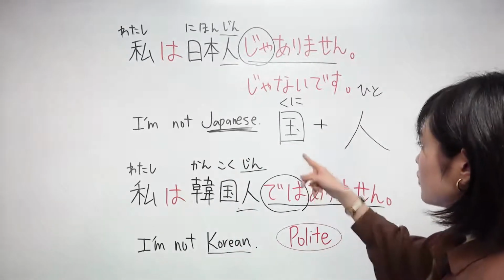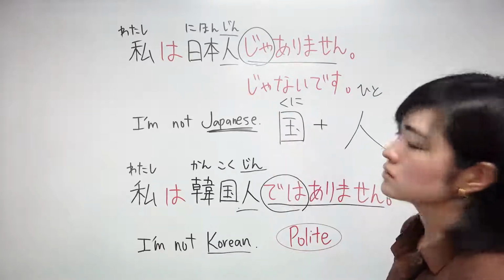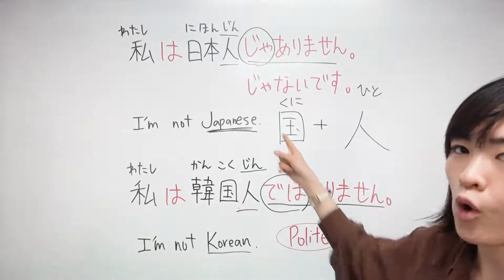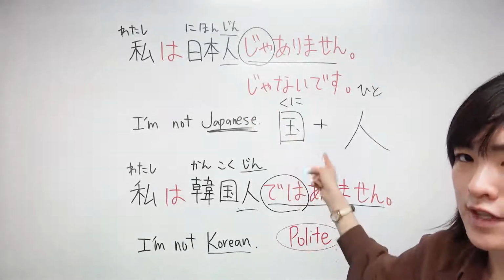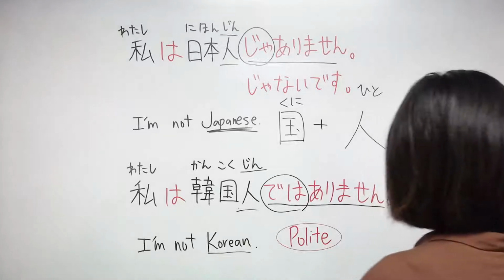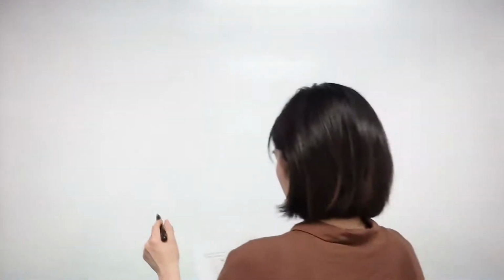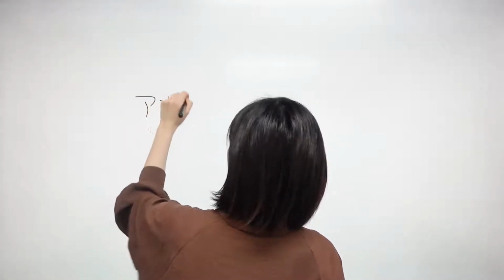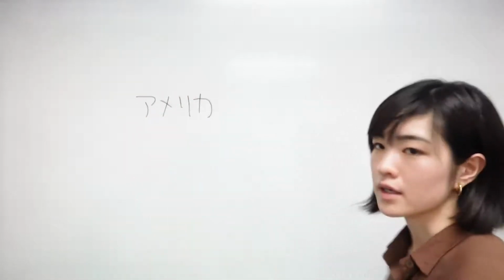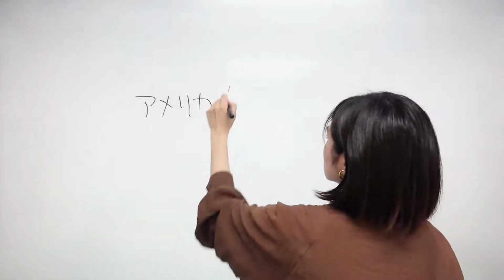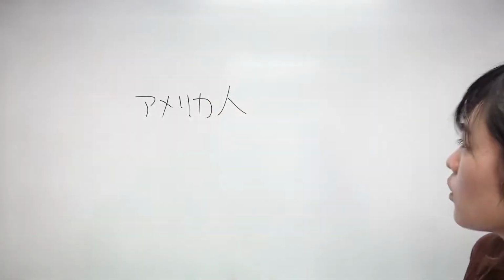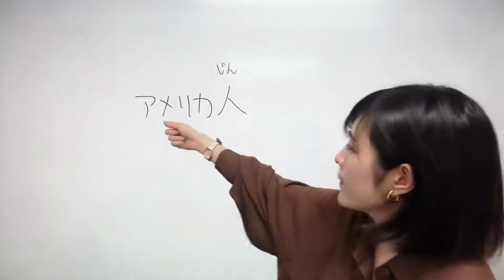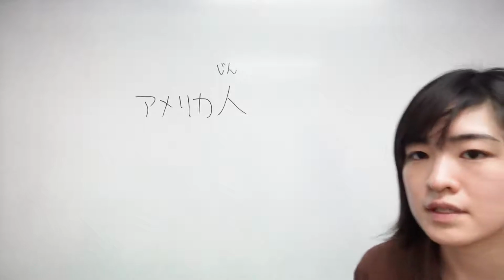So, for example, Nihon, Japan, 人, person, right? Nihonjin. This means Japanese. Let's try another example. America. Add 人. Add person. アメリカ人. This means American.